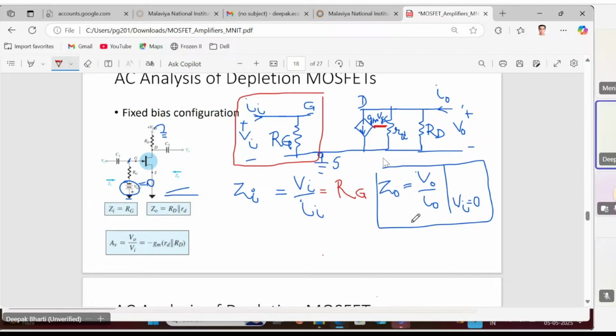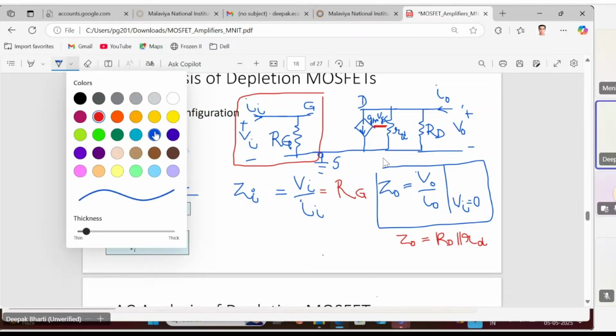So what will be the Z naught? Z naught in this case will become RD parallel small rd. Okay, so this we have to remember, that how to determine the output impedance. To determine the output impedance, we have to put Vi equal to 0. And when Vi is put to 0, VGS also becomes 0. And when VGS is 0, then this dependent current source is also vanished, because VGS is 0. So this is vanished. So what is left in the network? It is the parallel combination of small rd and capital RD.